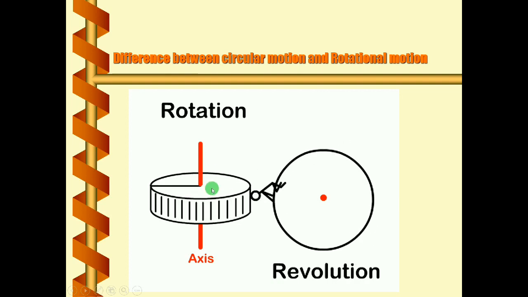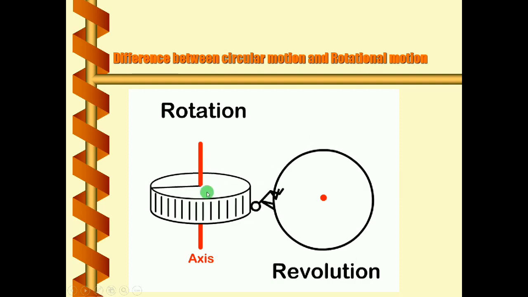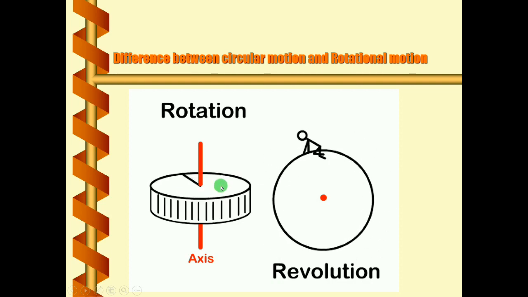What is the difference? For a body performing rotational motion, if we consider all the particles of the body, all of them are actually in circular motion, revolving in circular paths of different radii. Each particle has a different radius. If you locate the centers of the circular paths of all the particles of the body, you will come to one single straight line, that is known as the axis of rotation.